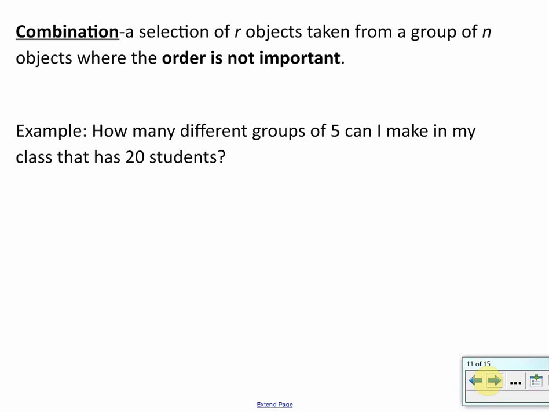A combination is sort of like a permutation, but the difference is that the order is not important. Permutation, the order was important. Combination, it's not. An example of this would be choosing students for a group. If I am making a group of 5 students and I have a class of 20, it doesn't matter the order that I call those students' names.